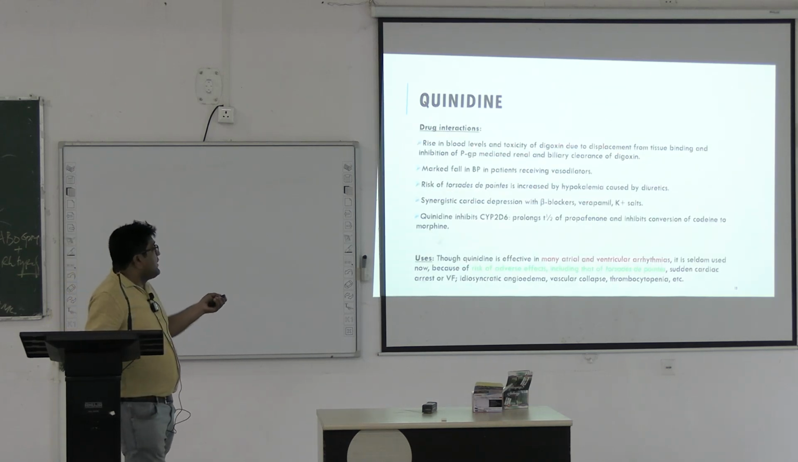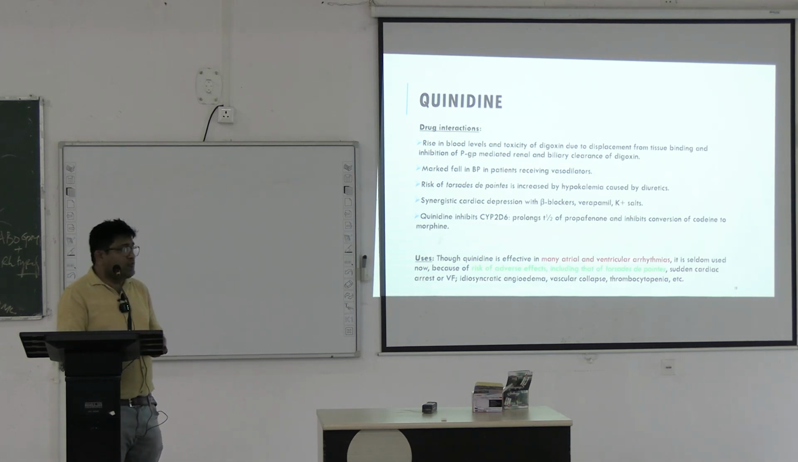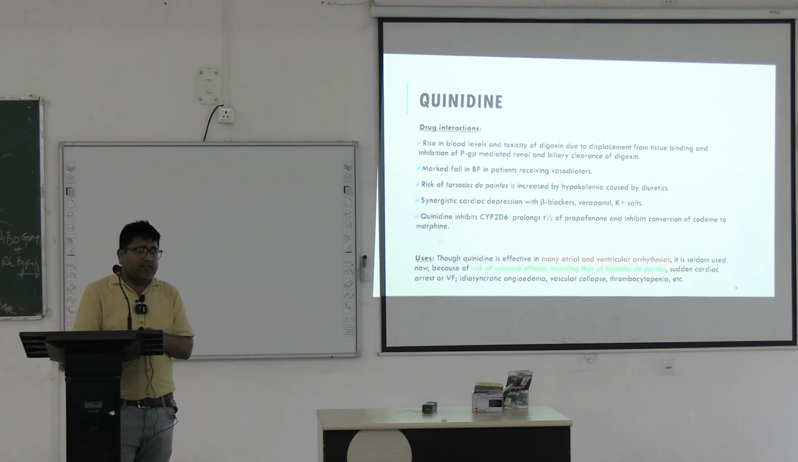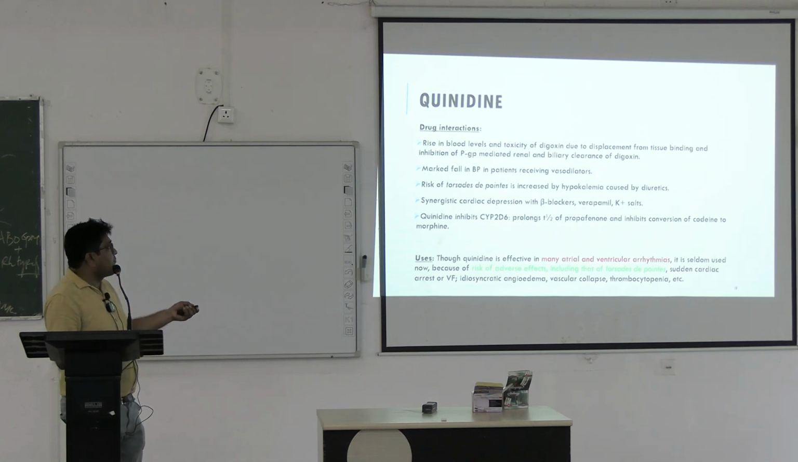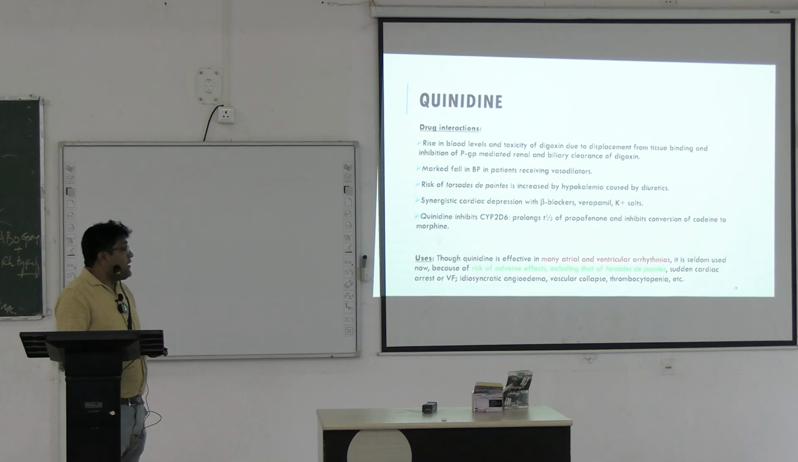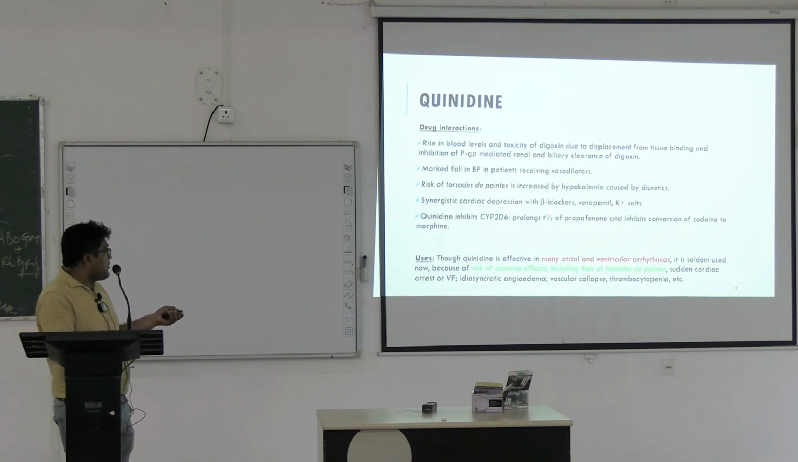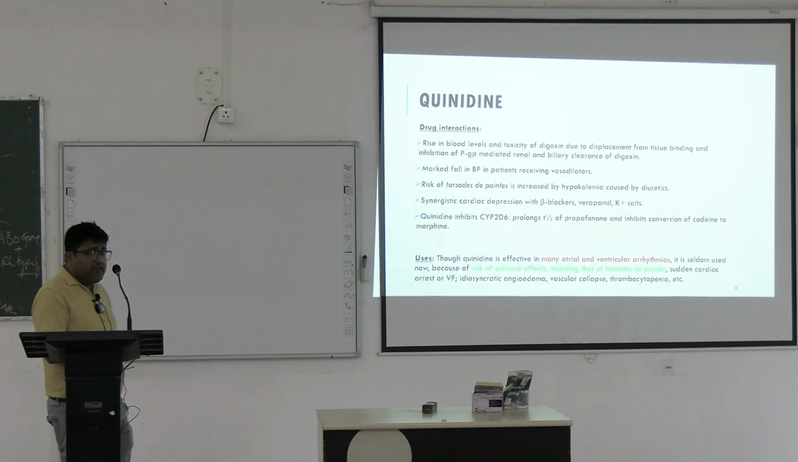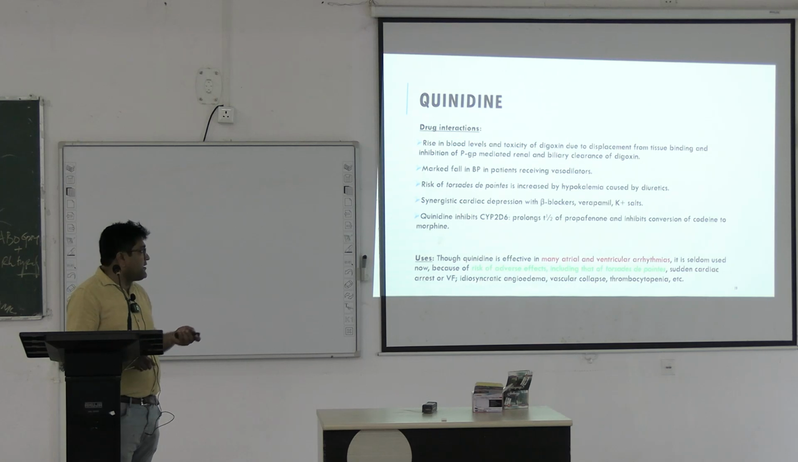Quinidine drug interactions: rise in blood levels and toxicity of digoxin by displacing it from the tissue binding site. As the drug has weak alpha adrenergic blocking action, when combined with other vasodilators, profound hypotension may be seen. Risk of torsades de pointes is there because of hypokalemia caused by diuretics, and they have synergistic action with beta blockers, verapamil and potassium salt. Uses: they can be used in many types of atrial and ventricular arrhythmias. Risk of adverse effects is there, including torsades de pointes that can cause sudden cardiac death.